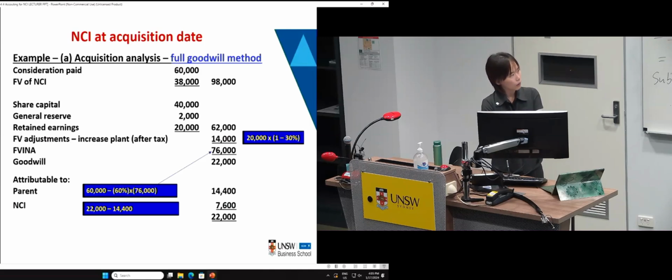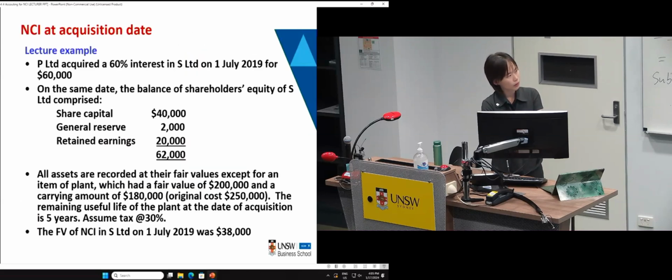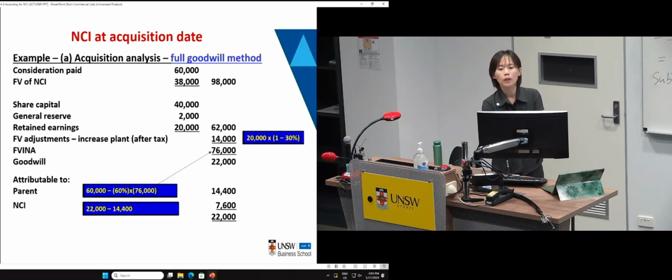Okay. Now, only one item requires a fair value adjustment. According to the question, the difference between fair value and carrying amount is 20,000, right? So 20,000 multiplied by 70%. Always remember that your fair value adjustment should be net of tax. So the fair value adjustment is 14,000. So 14,000 plus 62,000, net assets is equal to 76,000. Now compare this with 98,000, and the difference represents the total goodwill acquired in the acquisition. So this is the total goodwill resulting from this acquisition.